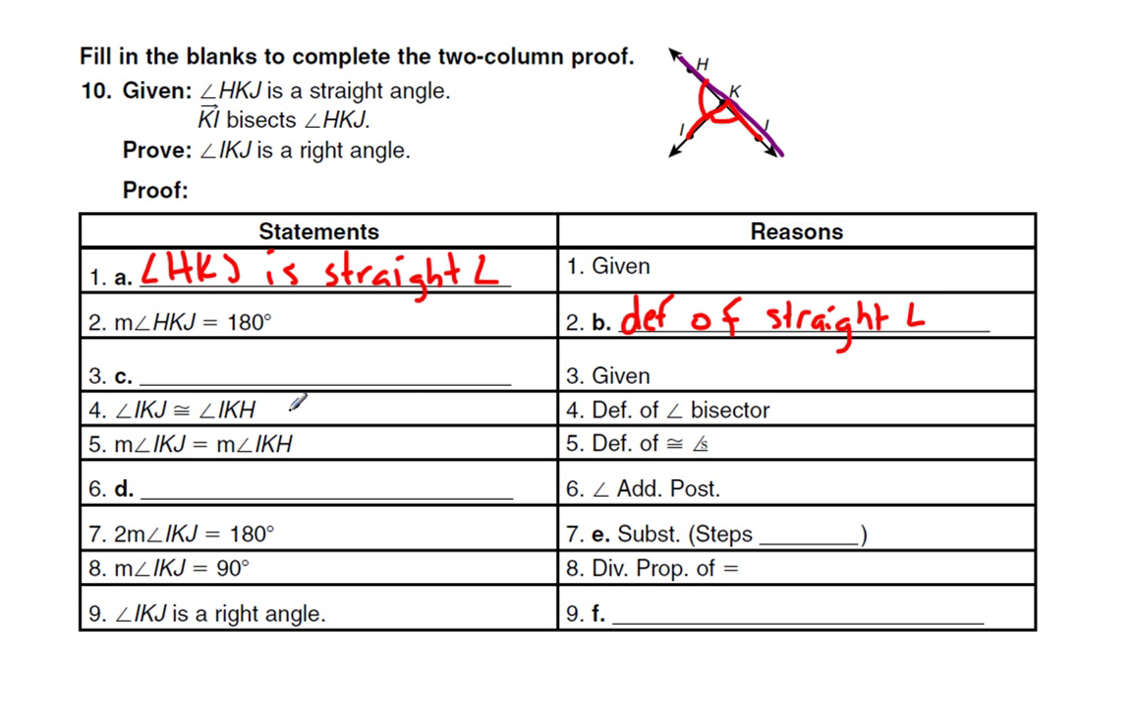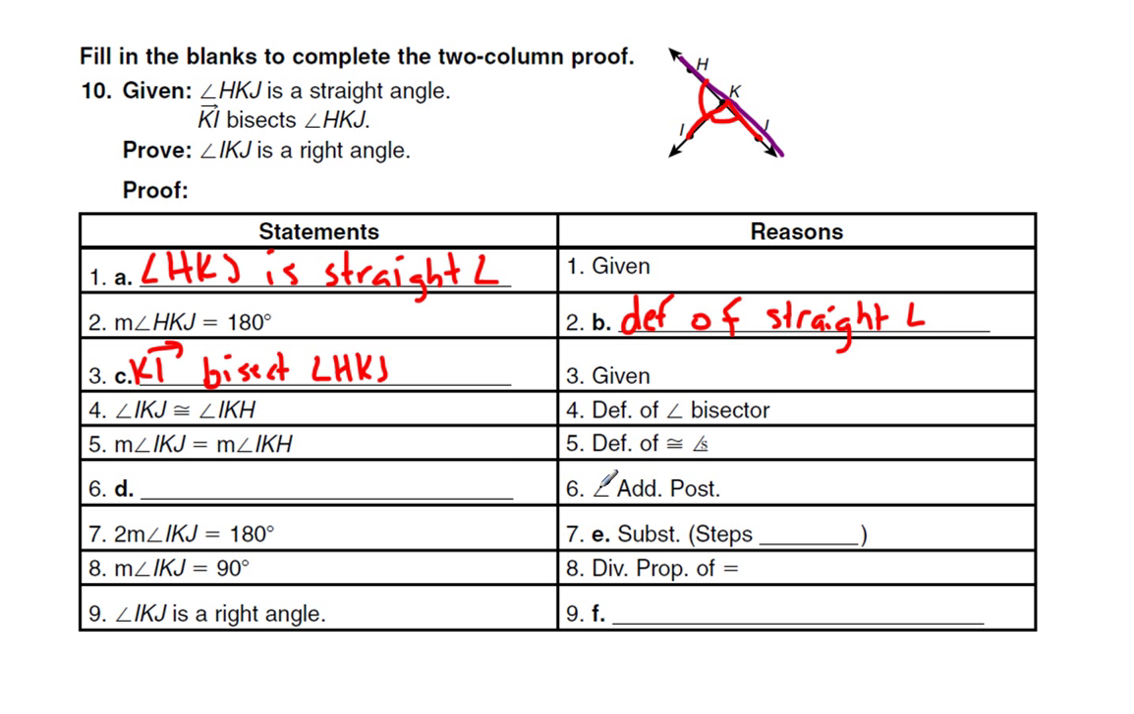What else is given? Well, this ray KI bisects HKJ. So then IKJ, this angle has to be congruent to IKH because that's what bisectors do. They split it evenly, making them the same. If the angles are the same, that means the measures of the angles are the same. That's the definition of congruent angles.